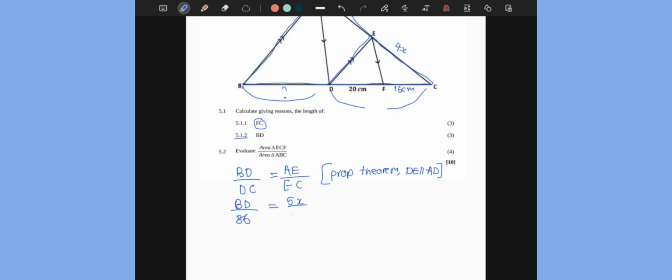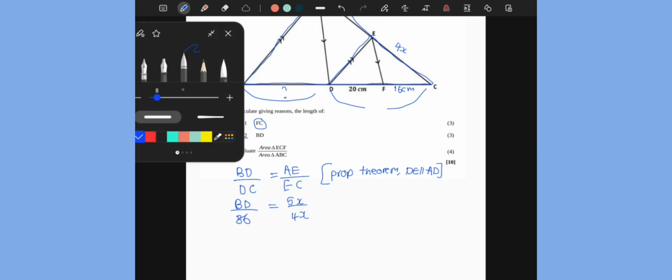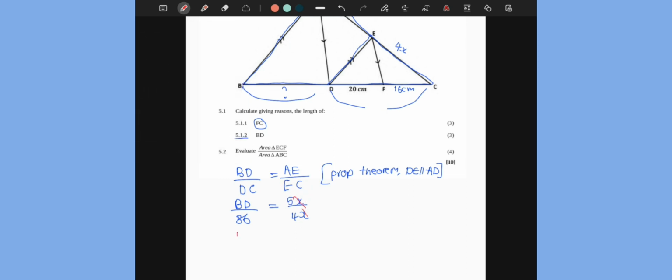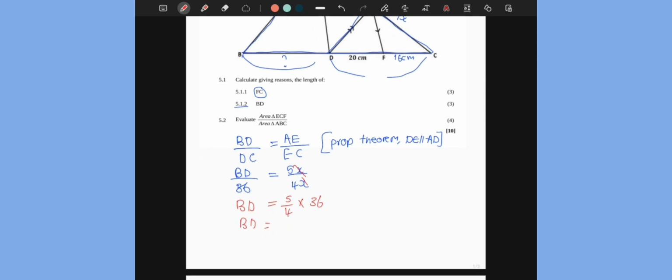5x divided by 4x, whereby this x and x cancel out. So the value of BD now, I'm still going to say 5 over 4 multiplied by 36, right? I will get the actual size of this BD. So let me see what I can do here. It's 36 times 5 divided by 4, right? I think I made a mistake here.